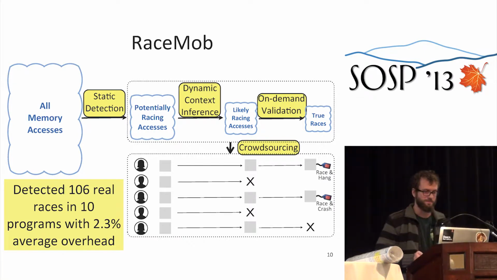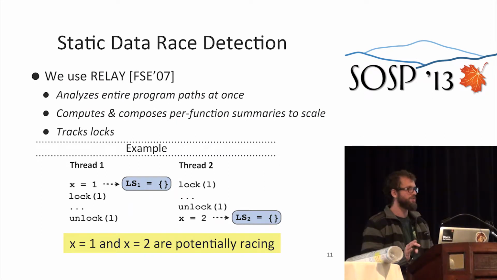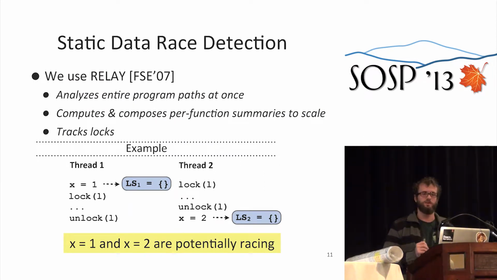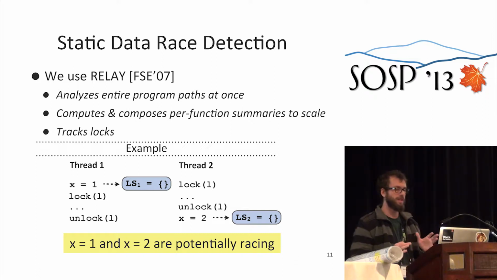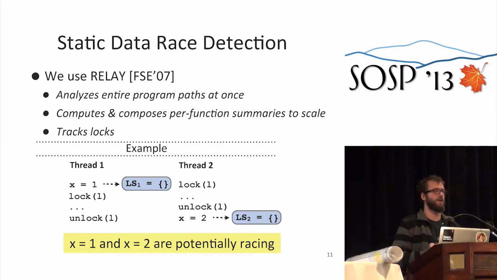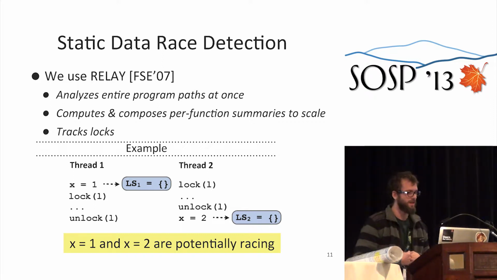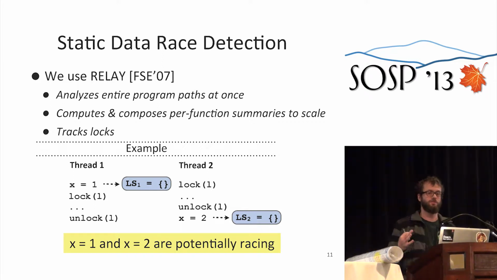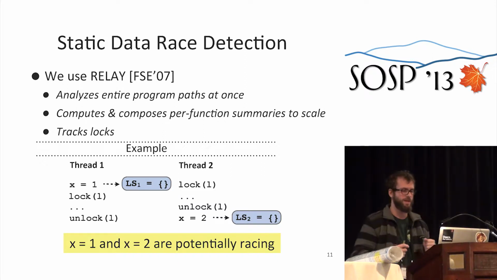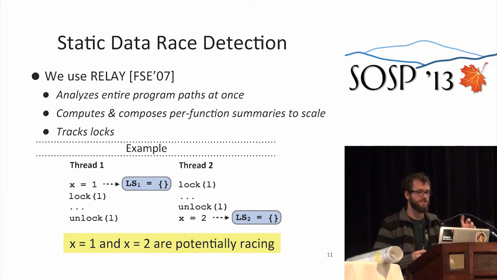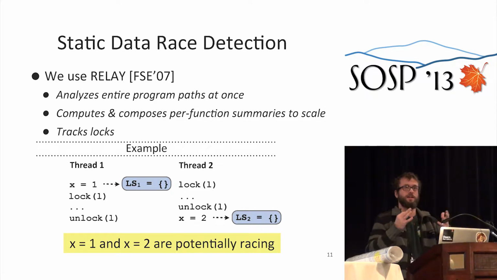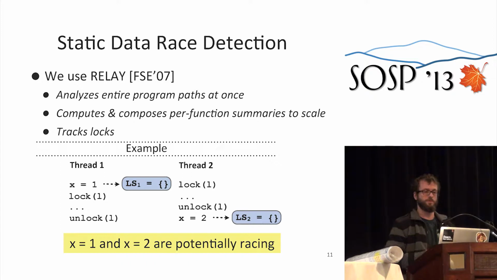average runtime overhead. Now, let's have a closer look at static data race detection and how it is performed in RaceMob. RaceMob can use any static data race detector to statically detect potential data races in a program. We chose Relay, which to our knowledge has the lowest number of false negatives for large programs, therefore it's nearly complete. Static detectors typically walk the control flow graph of a program and they analyze entire program paths at once. They may compute per function summaries, and they compose these summaries in order to scale to large programs. They also monitor the locks that are acquired and released during program execution to perform detection.